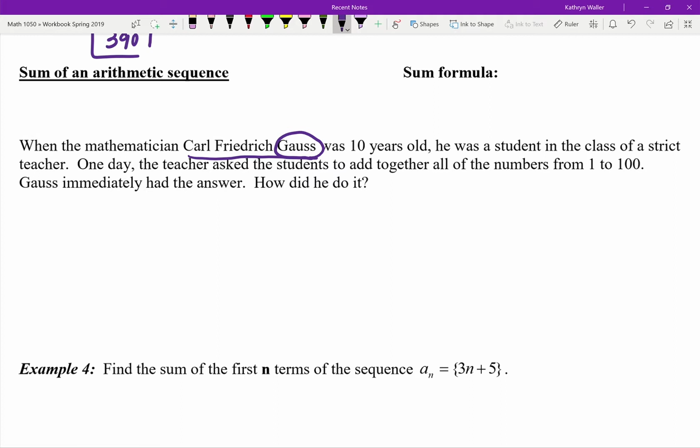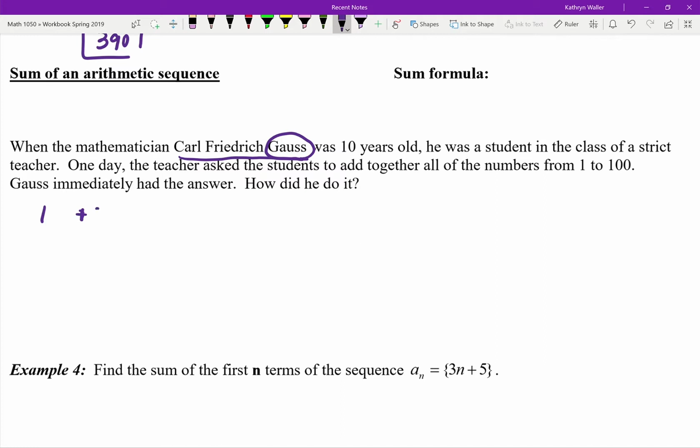Okay, so let's talk about how he did it. Okay, everybody go 1, adding the numbers 1 to 100. He did it almost immediately with no calculator. So 1 plus 2 plus 3 plus 4 plus blah, blah, blah plus 97 plus 98 plus 99 plus 100. You're going to want to pay attention to this because it's going to help you remember the formula that you have to memorize. Does anybody remember, I'm sure you've seen this, how he did it?